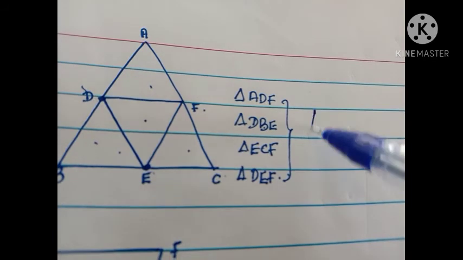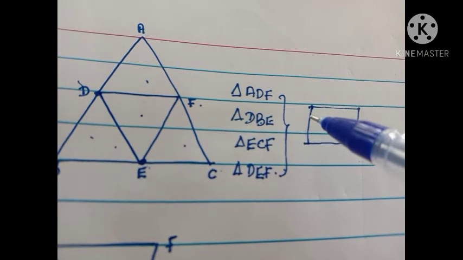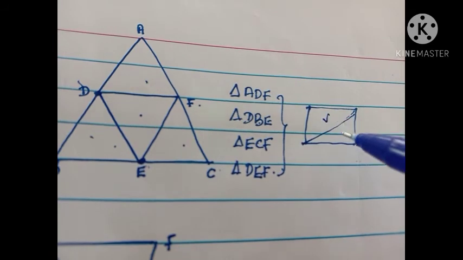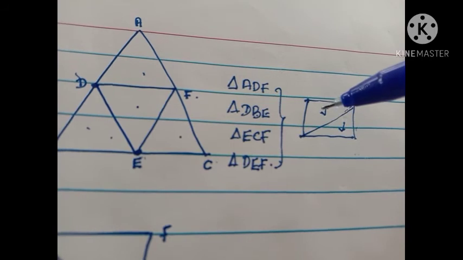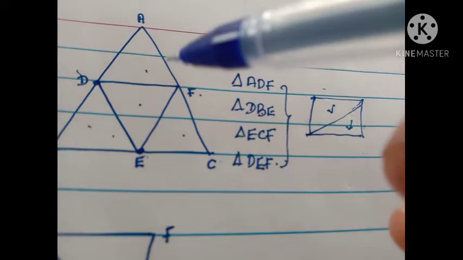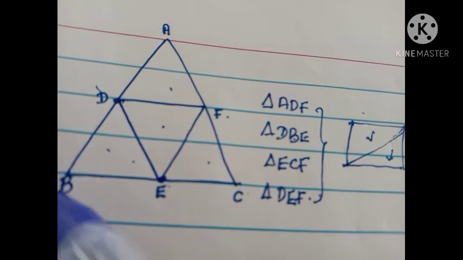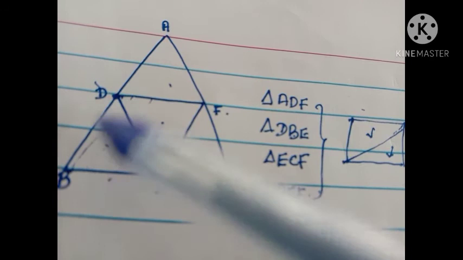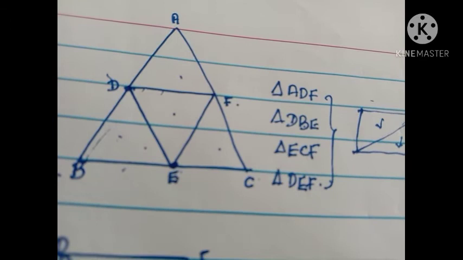For this, we are going to apply the result or theorem that we learned earlier. Listen, in a parallelogram, a diagonal divides the parallelogram into 2 congruent triangles. We are going to apply the same result here. For this, let us consider this quadrilateral DBEF, and prove this quadrilateral is a parallelogram. That we are going to do.